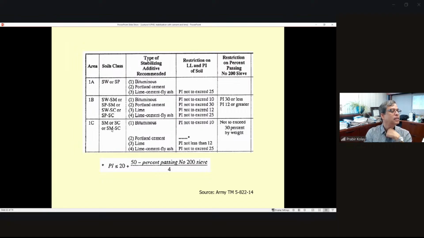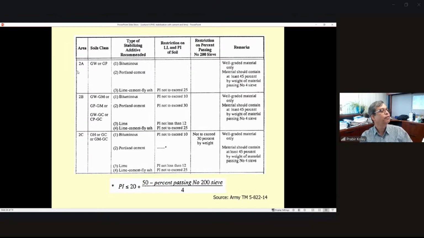And if this is silty sand or clay sand, you need to use Portland cement, lime, and lime cement. So this will give you an idea depending on the plasticity index and the particle size distribution, whether it is well graded or poorly graded, and what type of stabilizer. So again, these will give you just guidelines. You need to do the actual test for a particular type of soil to find out which stabilizer is more suitable. This will give you a range and an idea.